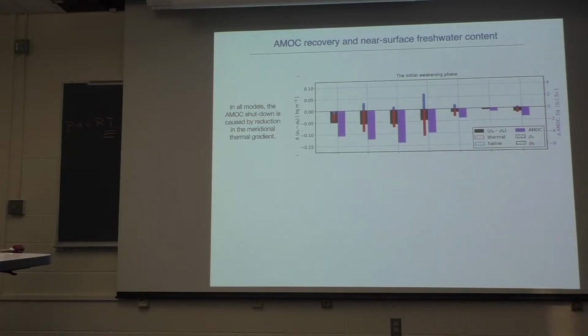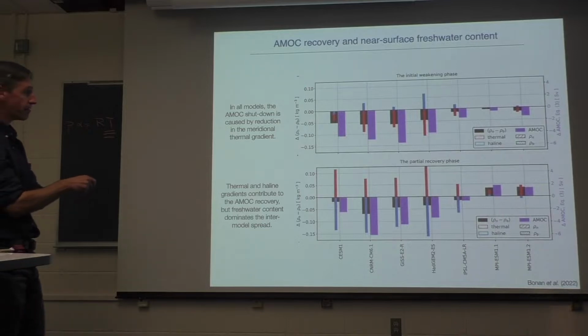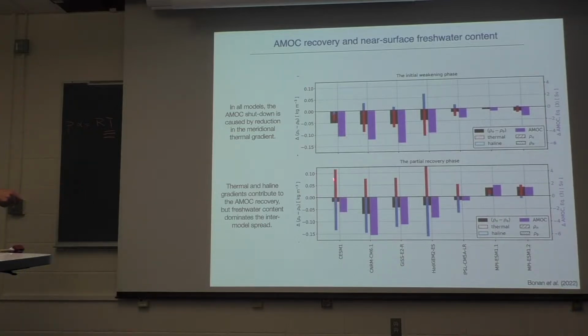But I can contrast that with what we call the recovery phase, where both the thermal and the haline components now are having a really strong role. In particular, what you're seeing here is now the red has actually flipped sign, which is a signature of low latitude warming enhancing that density gradient. And while they both have a significant contribution here, what really sets the intermodel spread is the changes in the haline component.